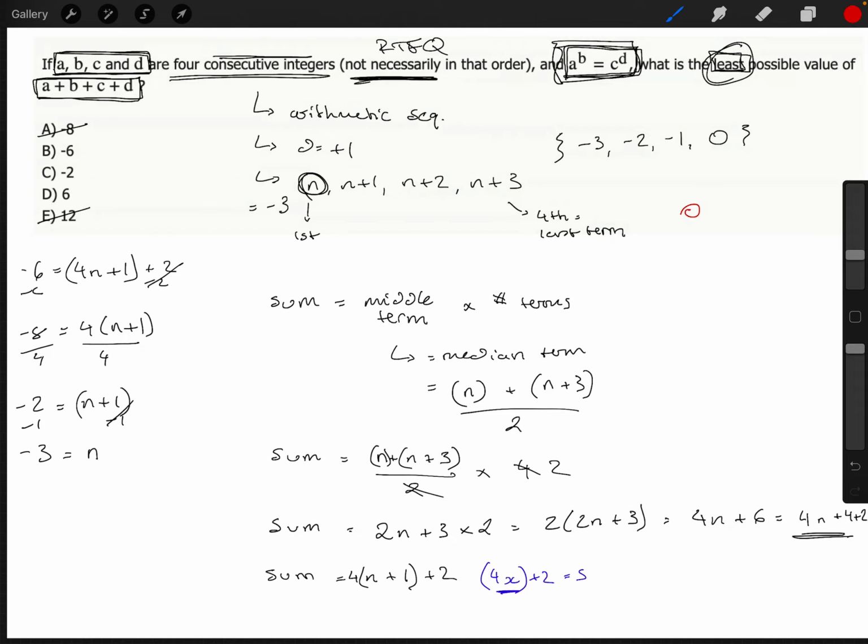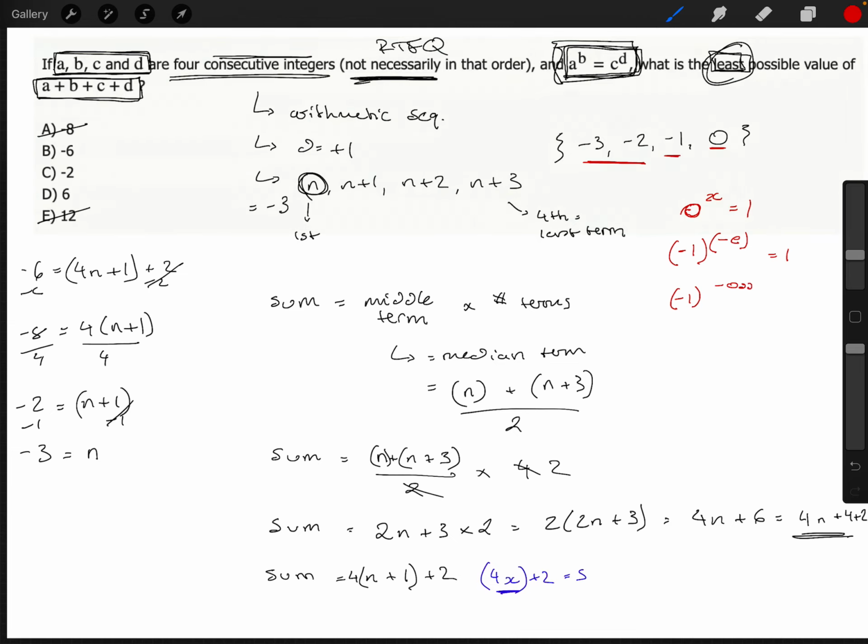Now, generally speaking with arithmetic sequences, the sum of the terms is going to be the least when we minimize the first term, or minimize all of the terms. And you do that by minimizing the first term. So we have minus 3 as the nth term. Okay, that's the first term. We're going to now write our arithmetic sequence because we know what it is. Minus 3, minus 2, minus 1, 0. That is our sequence.